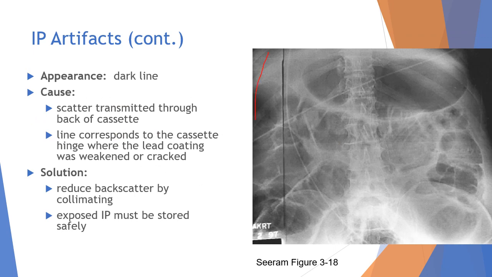A dark line artifact. The dark line is, again, an imaging plate artifact. It's transmitted to the back of the cassette, and the line corresponds to the cassette hinge where the lead coating was weak or cracked. The solution is to reduce backscatter by collimating, and the exposed imaging plate must be stored safely.